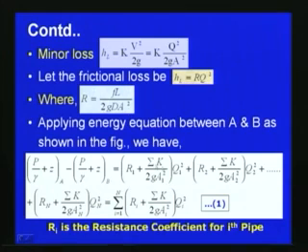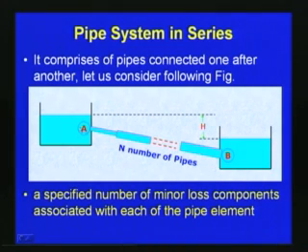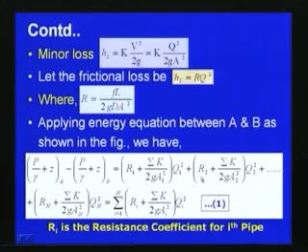So, that difference is given by the summation, sigma i equals 1 to n, of R i plus sigma k by 2 g A i square, into q i square, where q i is the discharge through the ith pipe, A i is the cross-section area of the ith pipe, sigma k is the corresponding loss coefficient, and R i is the resistance coefficient for the ith pipe. So, this is the general equation for the head loss when we apply the energy equation between A and B. This is the equation as given in equation number 1.